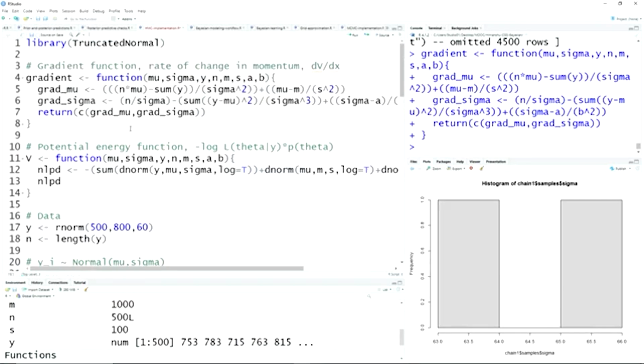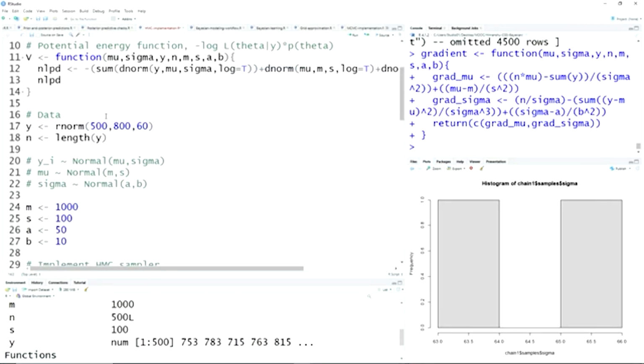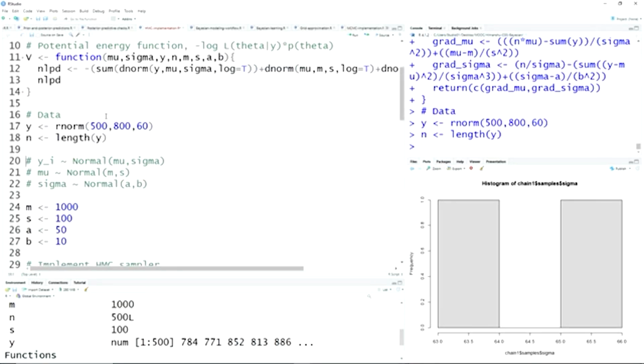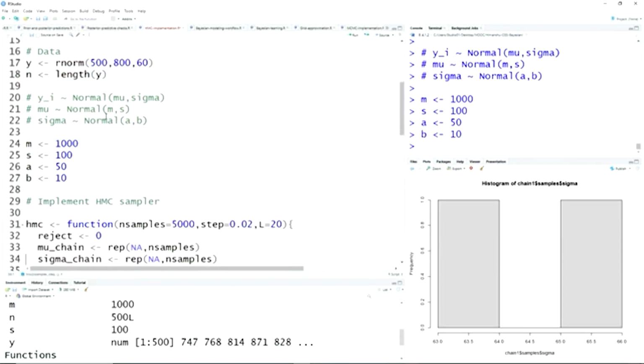All right, so once you get this gradient function and potential energy function, now you can go ahead and implement your sampler. So let's say this was our data from a normal distribution, and this is our model. Our likelihood assumption is that each data point comes from a normal distribution, and then we have two parameters, mu and sigma. The priors are listed here. So we are setting up the model and the data.